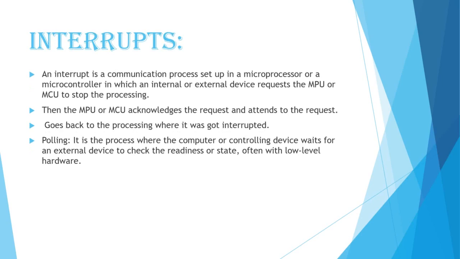Interrupts. An interrupt is a communication process set up in a microprocessor or a microcontroller in which an internal or external device requests the MPU or MCU to stop the processing. Then the MPU or MCU acknowledges the request and attends to the request. It goes back to the processing where it got interrupted after servicing the request. Polling. Polling is a process where the computer or controlling device waits for an external device to check its readiness or state, often with low-level hardware.